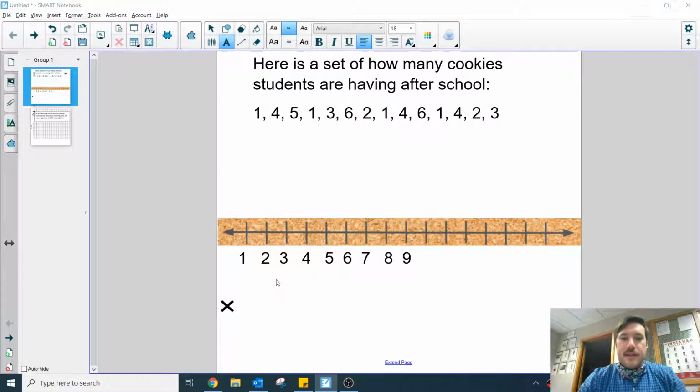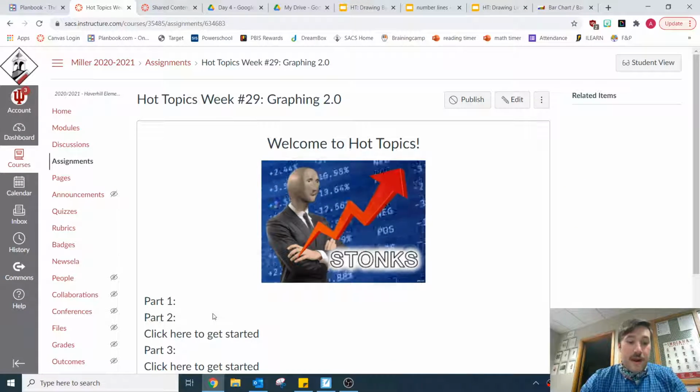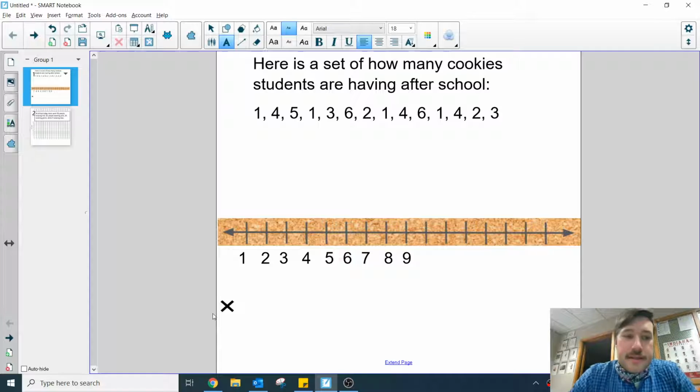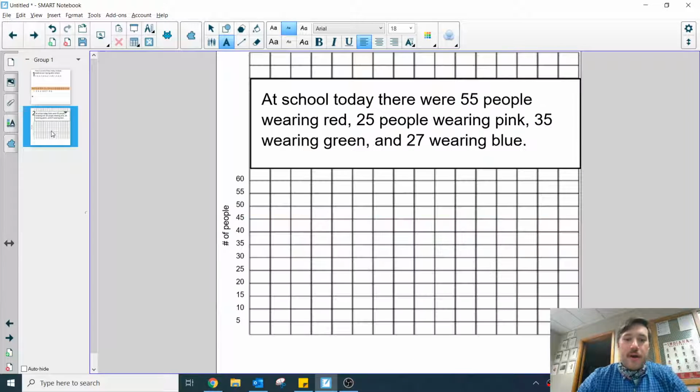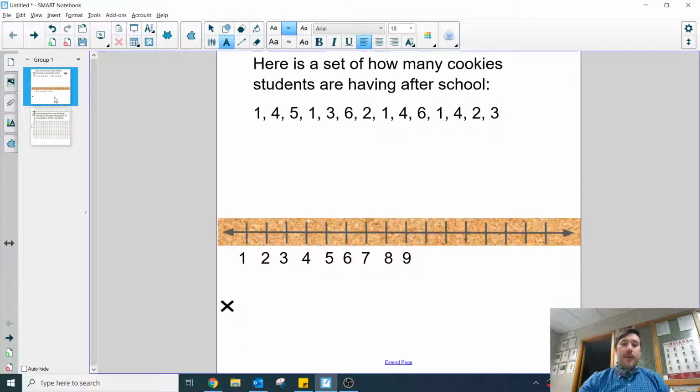Hey mathematicians, this week we are going to be talking about graphing again. And this week we're going to be talking about how you can make a line plot and how you can make a bar graph. So I want to talk about line plots. And one of the first things that I want to talk about with line plots and bar graphs is you have to label your information.